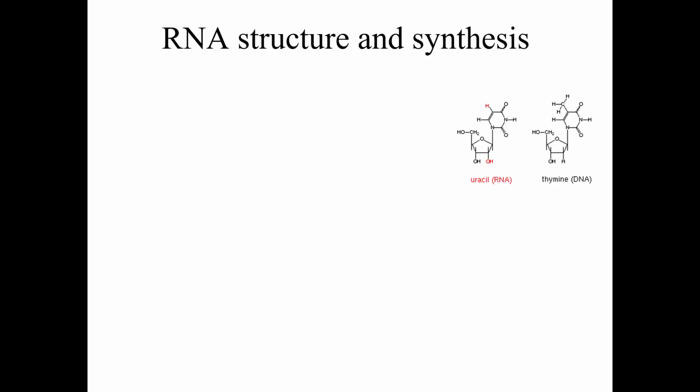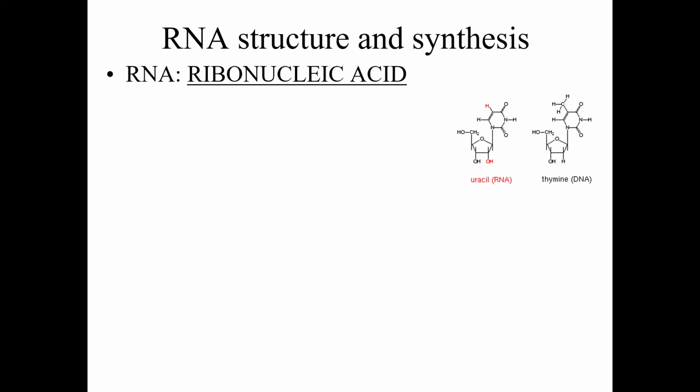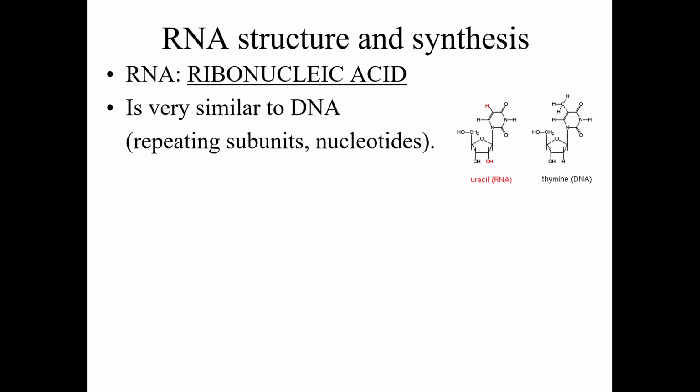So for RNA structure and synthesis, RNA is ribonucleic acid and uracil replaces thymine. Thymine is found in DNA while uracil is found in RNA instead of thymine. It's only in DNA that we'll see thymine. So in place of thymine, in RNA, we are going to see uracil. It's very similar to DNA, with repeating subunits, also nucleotides.